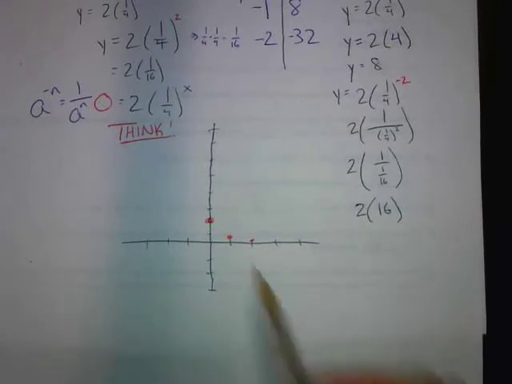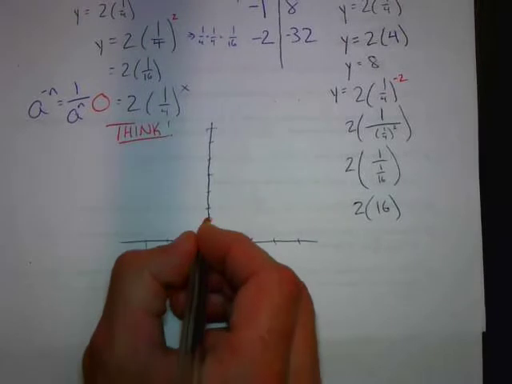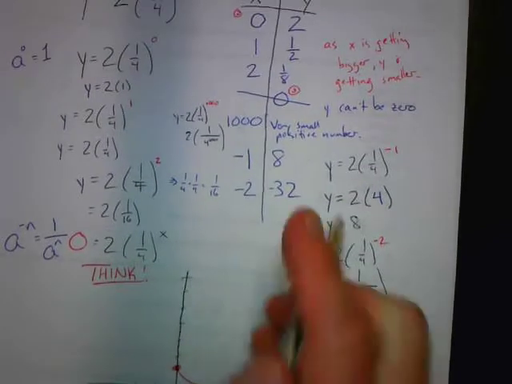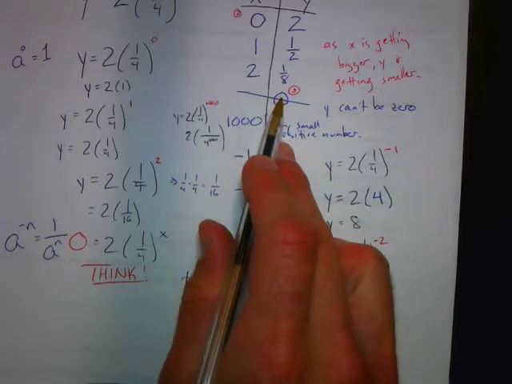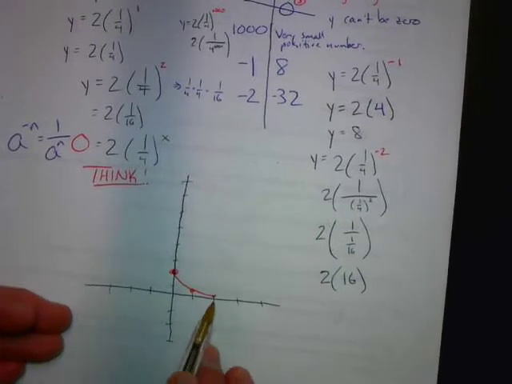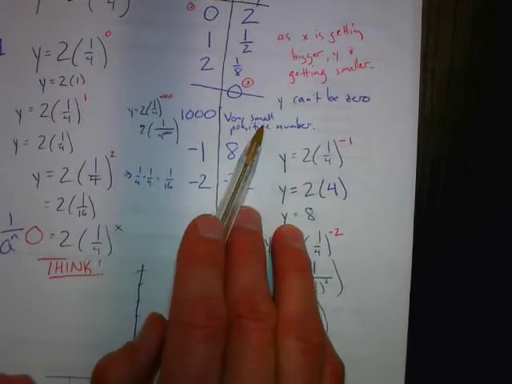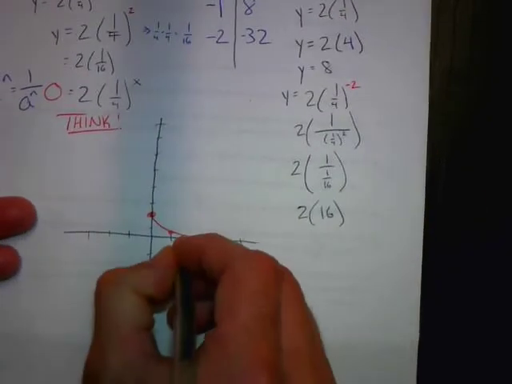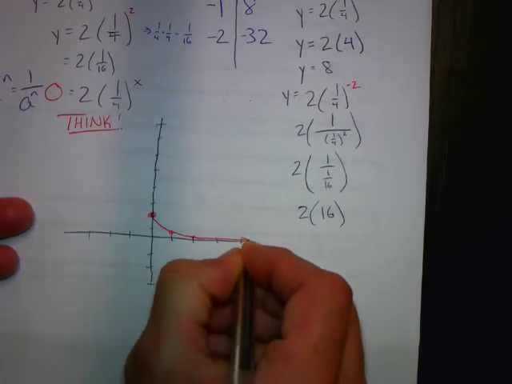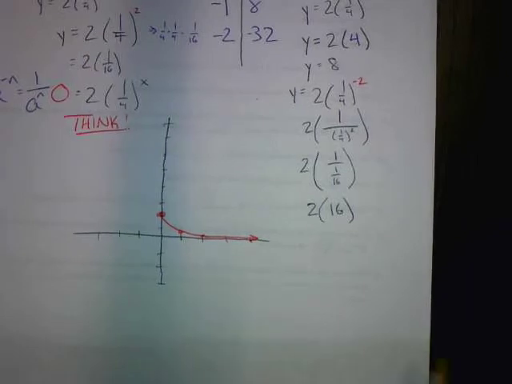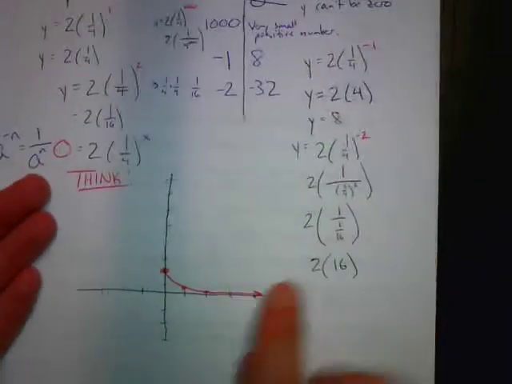So you can see what's happening here. It looks like a little bit of this action so far. And we've established that y can't equal 0. So it's not going to really touch. It's going to look like it's touching, but it really is not. And we also know that if x was 1,000, we would have y being some very, very small positive number. It's going to continue moving in that direction like so. So as x is getting bigger, y is getting smaller, but never touches 0.